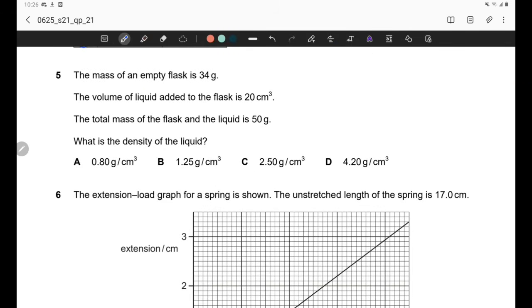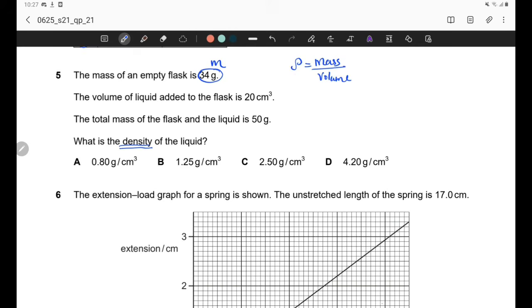Question number 5. The mass of an empty flask is 34 gram. The volume of the liquid added to the flask is 20 centimeter cube. Total mass of the flask and the liquid is 50 gram. What is the density of the liquid? So we have to calculate density. Here we can use the equation of density, that is mass over volume.